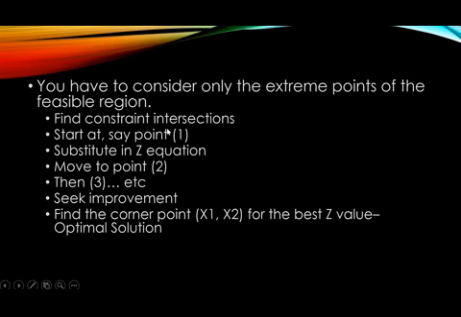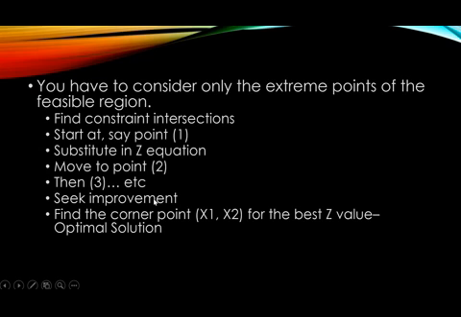First, find the constraint intersections. That is, identify the feasible region. After that, identify all the extreme points of the feasible region. Start at the first extreme point, substitute that extreme point in the objective function, then go to the next extreme point, substitute it in the objective function, then go to the next extreme point, substitute it in the z equation.